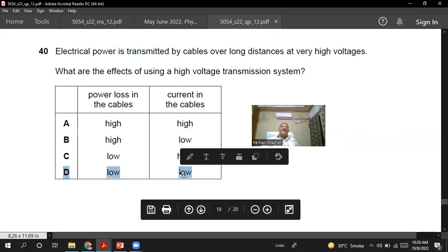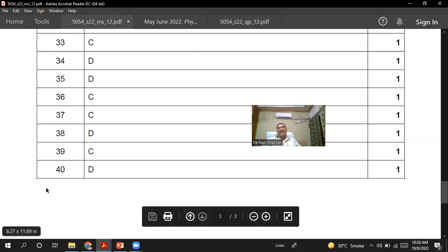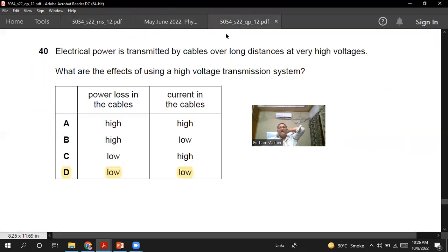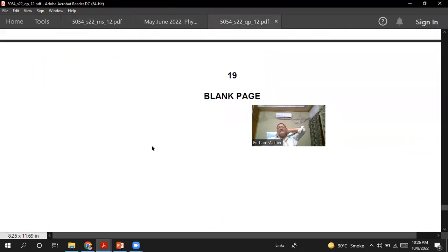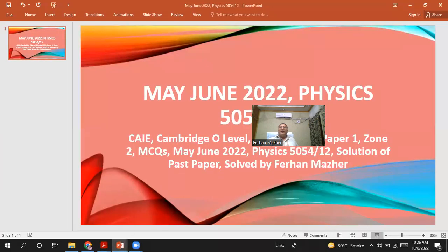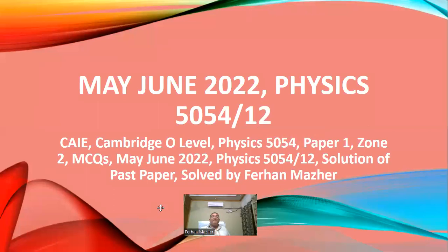So I think D is the best option. Question number 40, D looks the best option. Yes, the D is the right option. So we have reached the end of this paper. This paper has 40 MCQs. And my dear students, today we have done the May-June 2022 paper 1 paper. And this paper 1 belongs to zone 2, or you say variant 2. And I have tried my best to explain the concepts to the best of my ability.